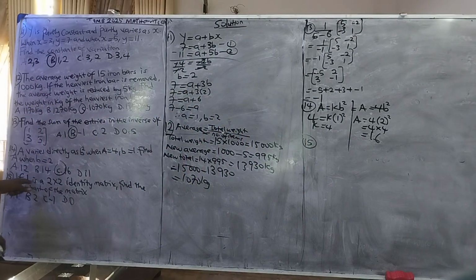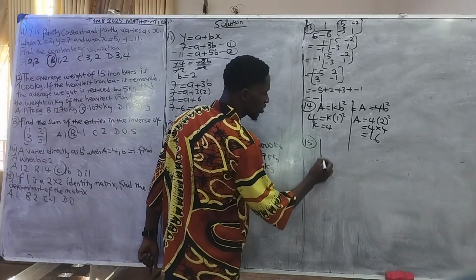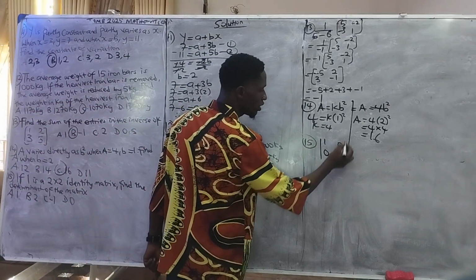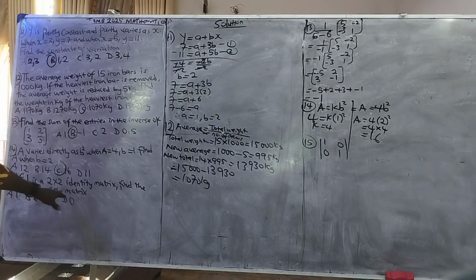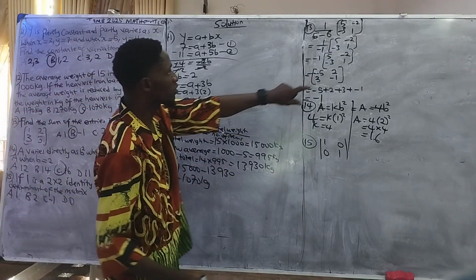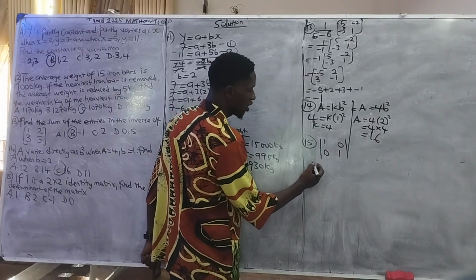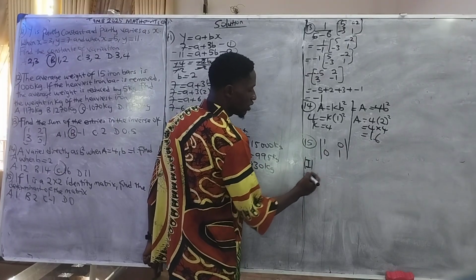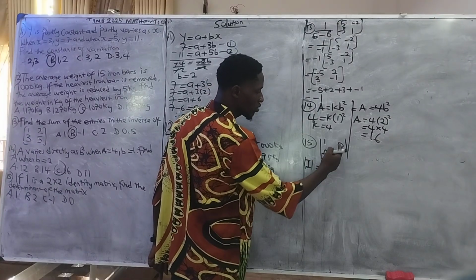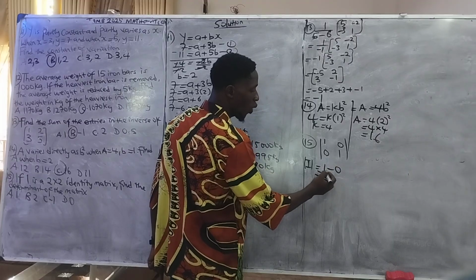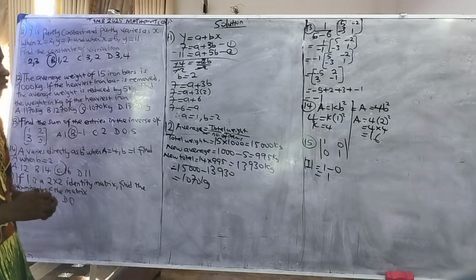Then we have number 15 here. If I is a 2 by 2 identity matrix, a 2 by 2 identity matrix always looks like this: 1 0, 0 1. Then find the determinant of the matrix. Remember, we saw something about the determinant here. This times this minus this times this. So the determinant of this 2 by 2 identity matrix is equal to 1 times 1, which is 1, minus 0 times 0, which is 0. 1 minus 0 is 1. Option A. So that is how to go about this.